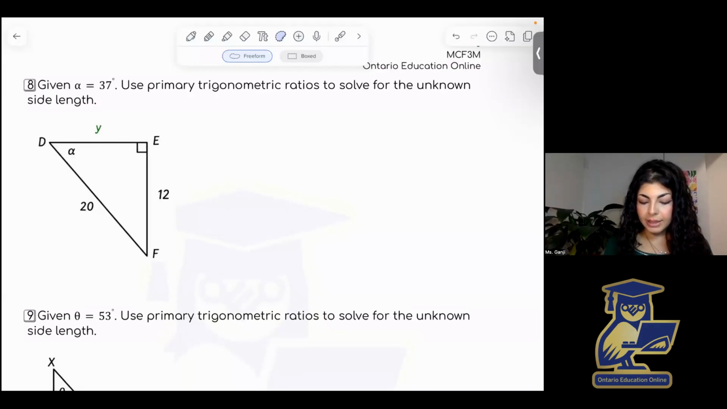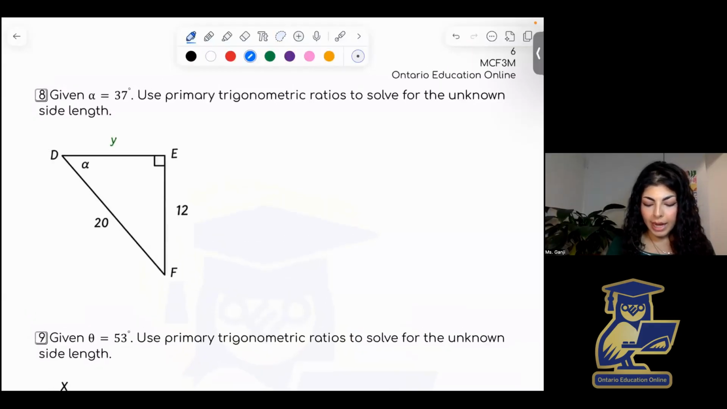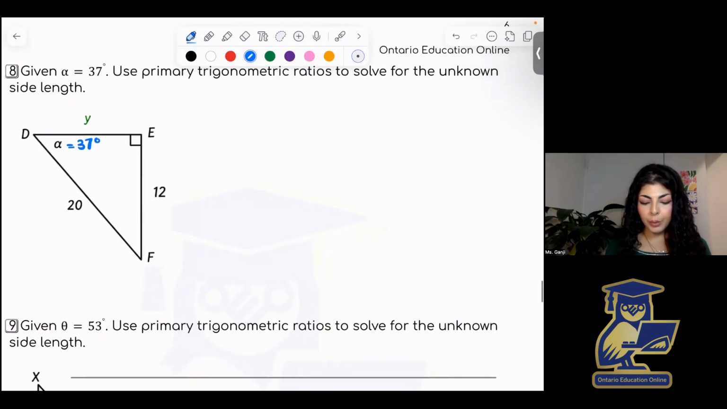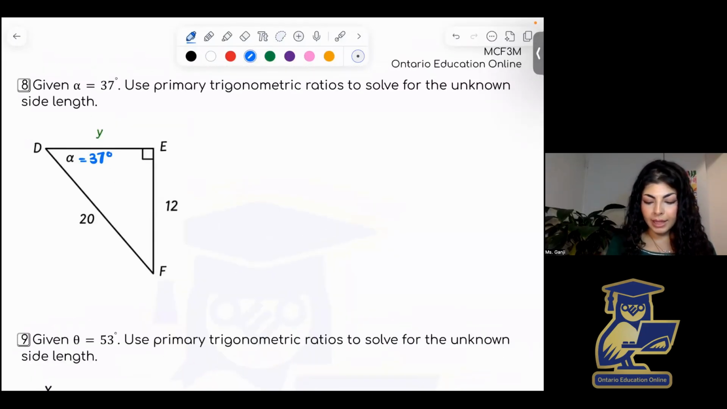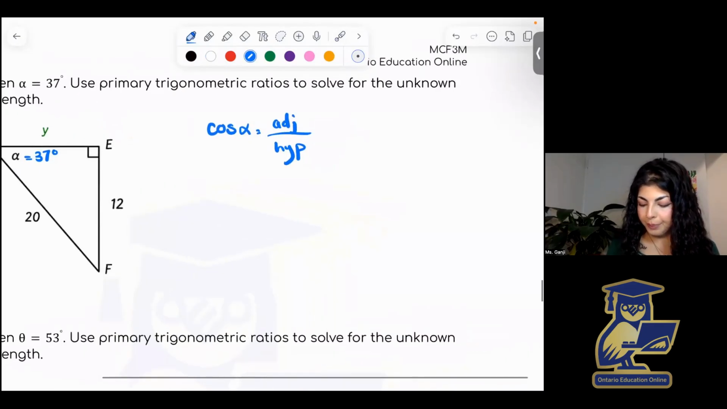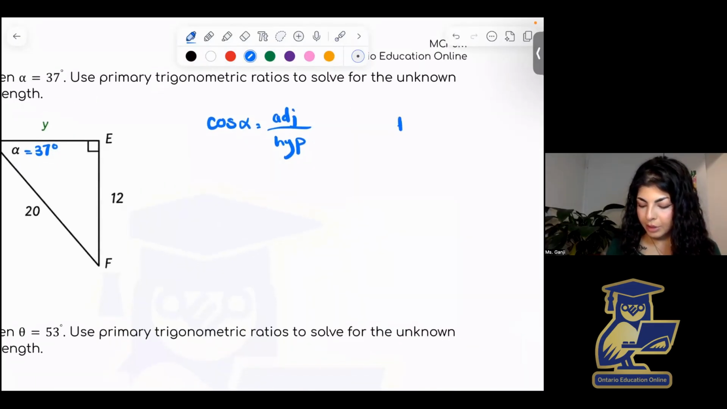And now let's look at our next example. Here we are told that alpha is equal to 37 degrees, and we want to solve for the unknown side length, which is y. With respect to alpha, y is the adjacent side. So again, we can use either cosine of alpha, which will give us adjacent over hypotenuse, or we can use the tangent, which will be opposite over adjacent.